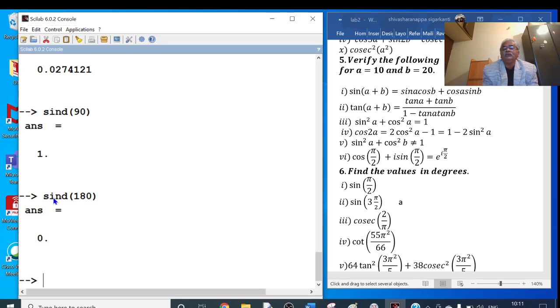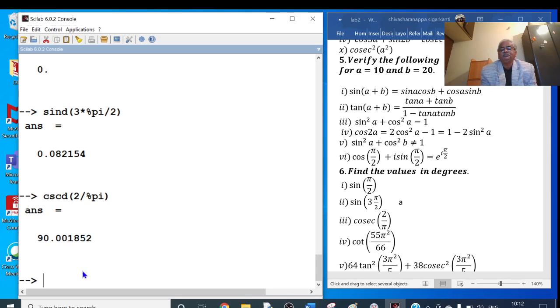Second one, sin 3 pi by 2, in degrees. So sin d, bracket, 3 star percent pi by 2, bracket close, enter. This is the value. Next, cosecant 2 by pi in degrees. Cosecant I have to write as csc d, in the bracket 2 by percent pi, bracket close, enter.